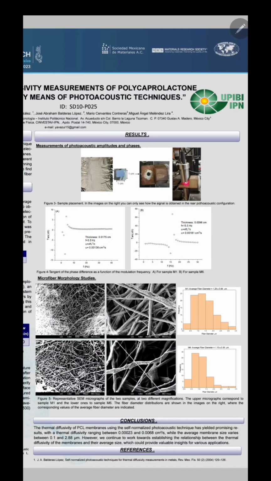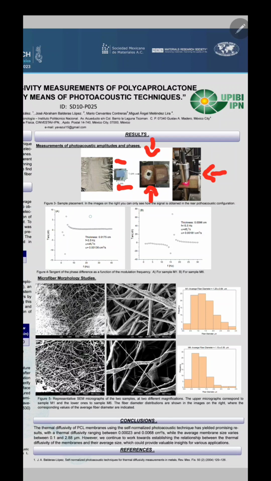We enter the results section, commencing with the measurements of photoacoustic amplitudes and phases. An area of 1 by 1 centimeter was selected on the membrane, and a black pigment was added using a marker. Following that, the membrane was placed in the photoacoustic cell and positioned in front of the laser, as can be observed in Figure 3. The measurements of thermal diffusivity were carried out. Once these measurements were completed, a more detailed analysis of the obtained results was conducted.